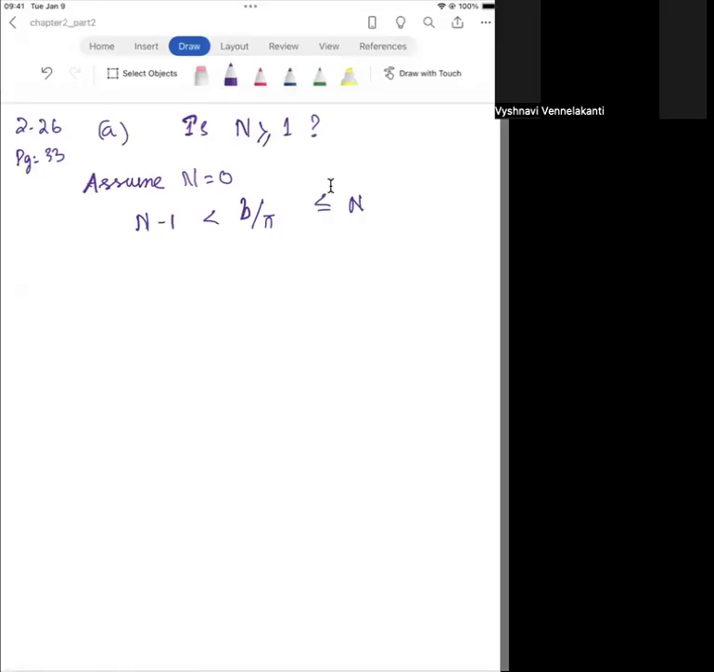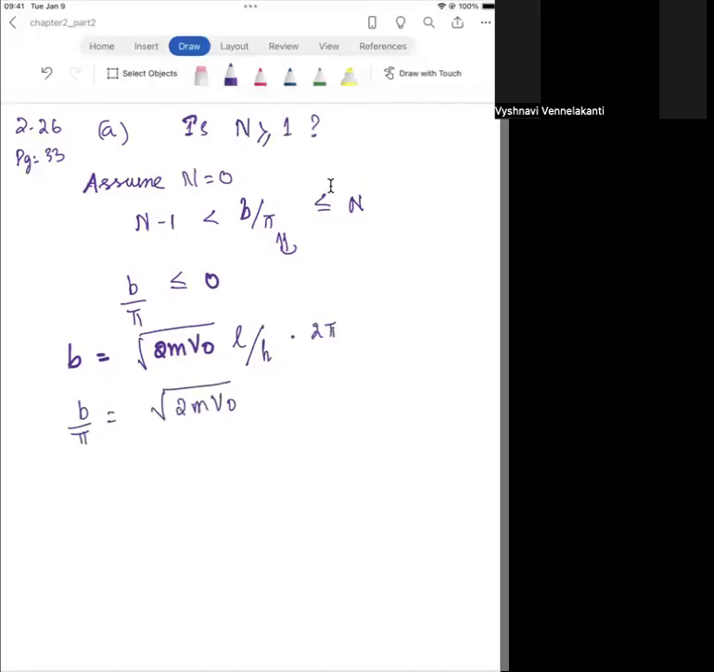So this implies that the constant b over pi is less than or equal to n. If we are assuming n equals 0, this should be either 0 or negative, right? Now let's write down what exactly b is. b is this, right? And b over pi would be, I'm just going to write h bar as h over 2 pi.